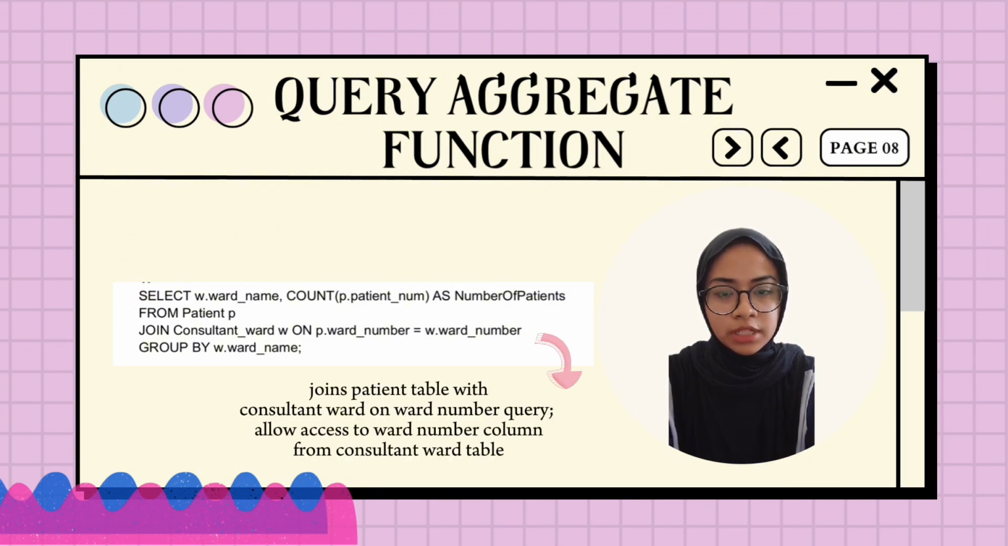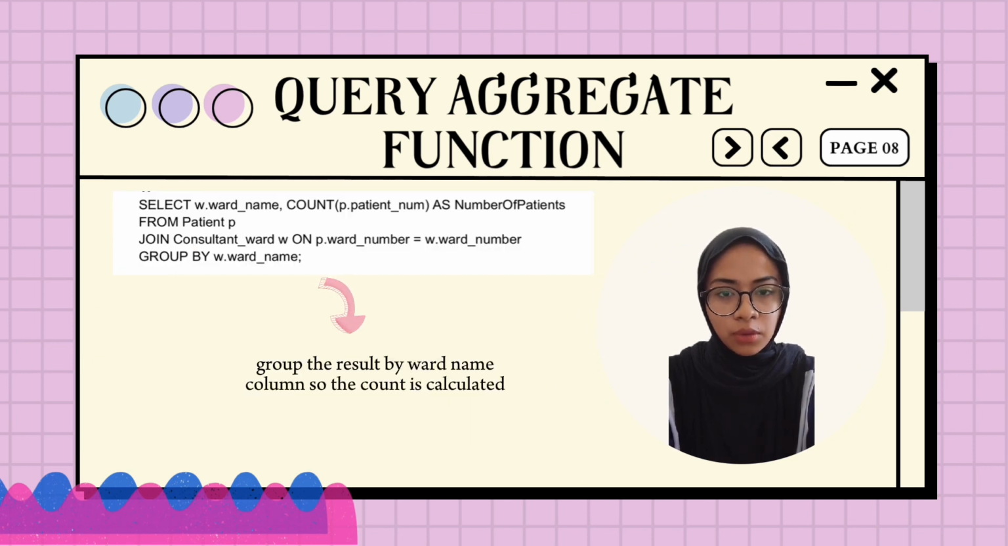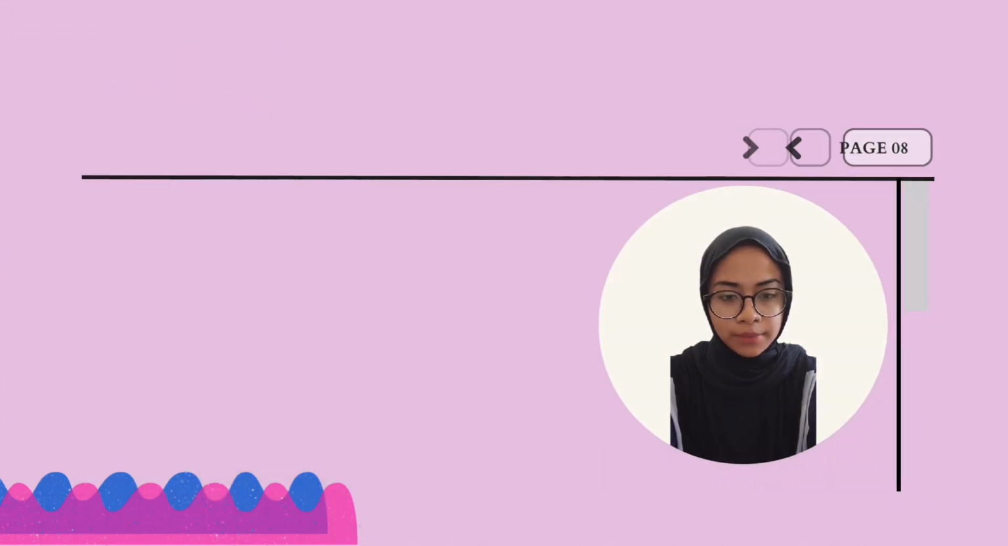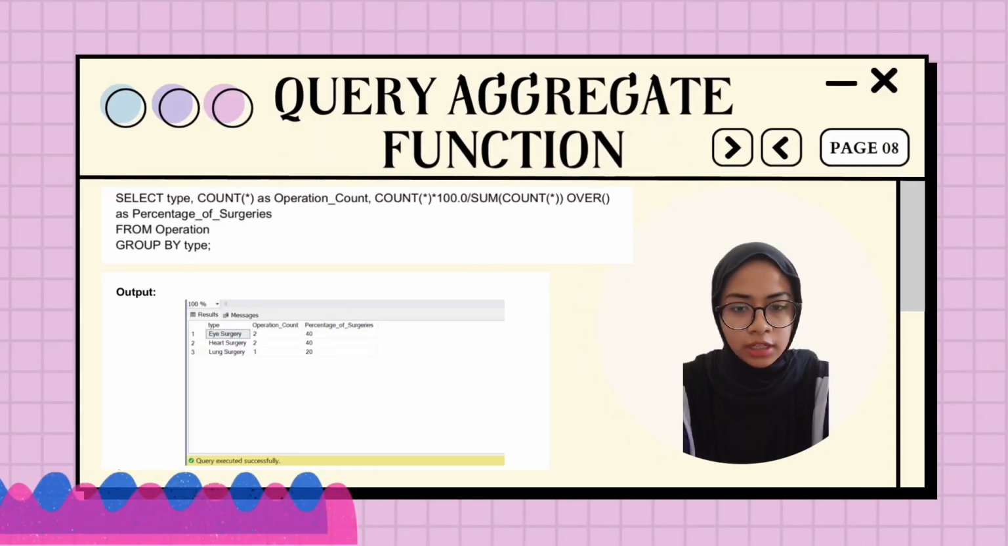Line 3 joins the patient table with the consultant ward table on the ward number column, which allows the query to access the ward name column from the consultant ward table. Line 4 groups the result by the ward name column, so the count of patients is calculated for each unique ward name. The second query is to get the count of each type of surgery and the percentage of each type out of the total number of surgeries.